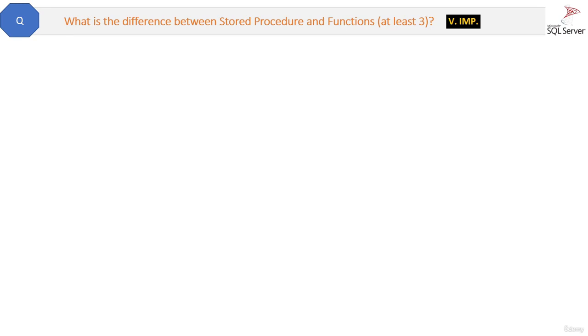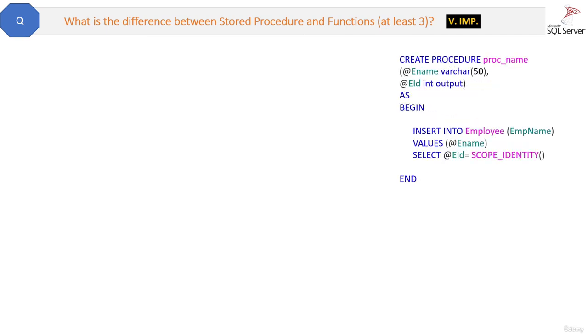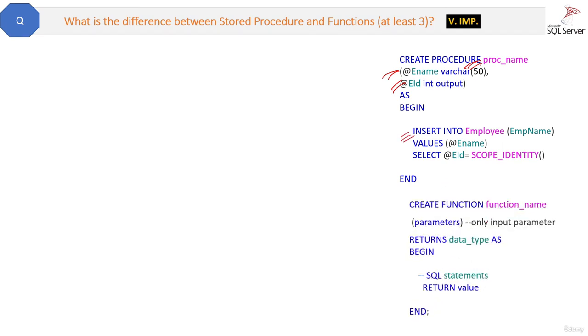What is the difference between stored procedures and functions? At least 3. Undoubtedly, this is the most important question in SQL. Make sure that you can remember at least 3 differences. So let's start. This is a basic and simple stored procedure, which has one input parameter and one output parameter. Inside, we are inserting data in the table employee, and down here is a basic function. It has only input parameters and always returns some value. Now let's see the differences between them one by one.